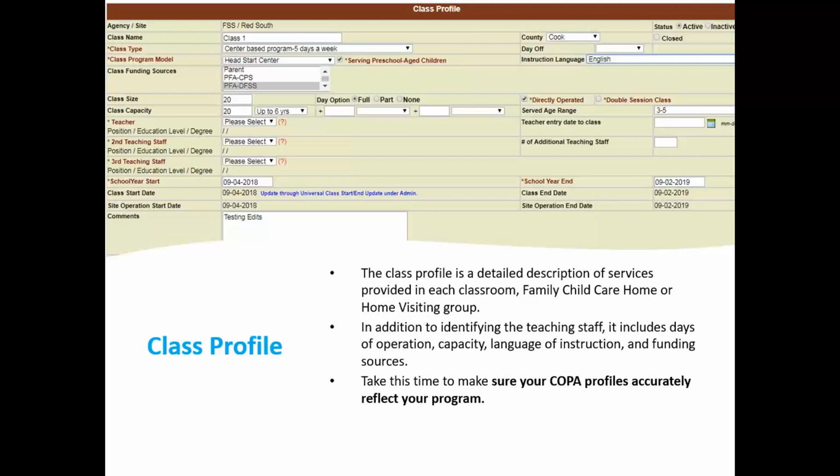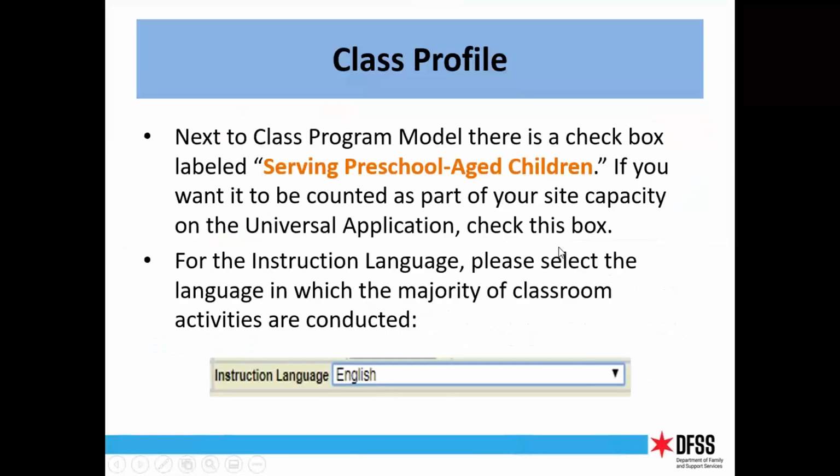So while you're in there making sure the correct teacher is assigned, that's a great opportunity to make sure that other information is correct as well. It'll only take a few minutes and will make things so much easier for us. So a couple of things about this. Next to the class program model, in this class profile, there's a checkbox that's labeled serving preschool-aged children.